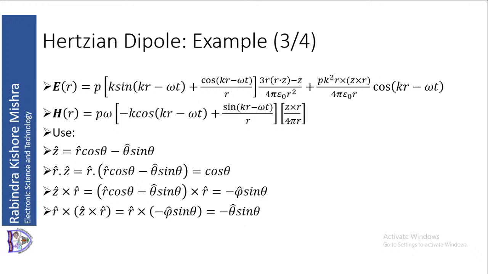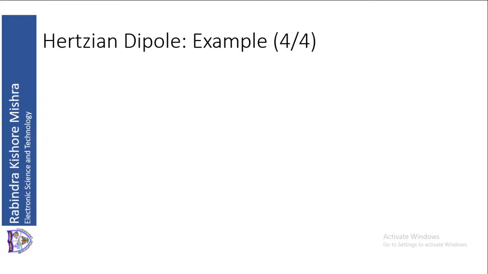Okay. Then R cap cross Z cap cross R cap. All these terms are used in E and H, therefore we are finding them out. So R cap cross Z cap cross R cap is equal to R cap cross minus phi cap sin theta, because Z cap cross R cap is minus phi cap sin theta. Now R cap cross phi cap is equal to theta cap. So this will be minus theta cap sin theta. Now put these values in the expressions for E and H.